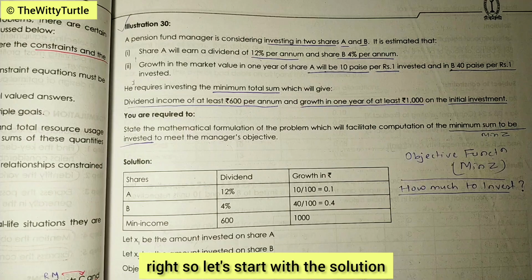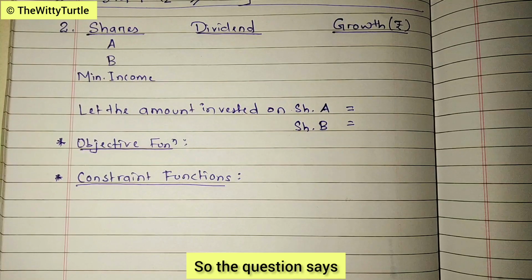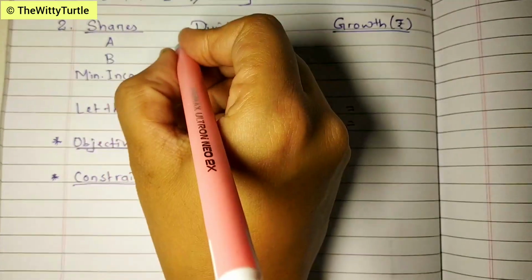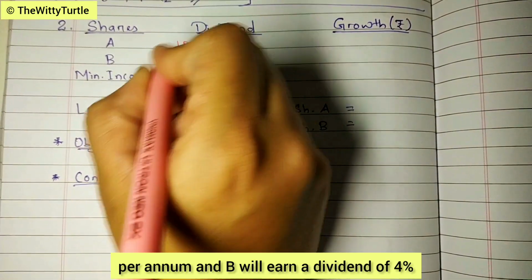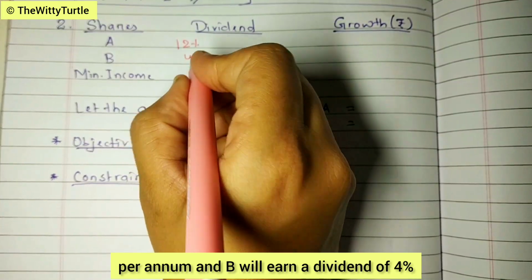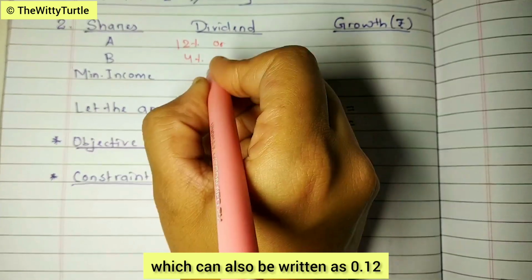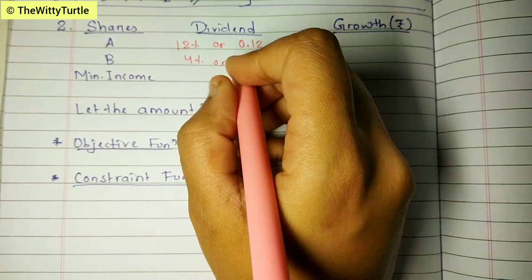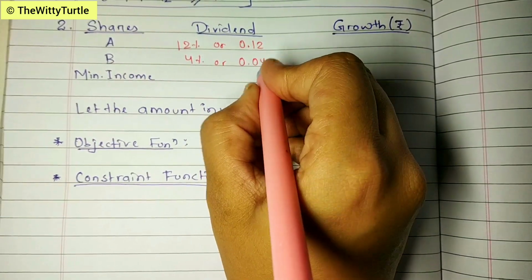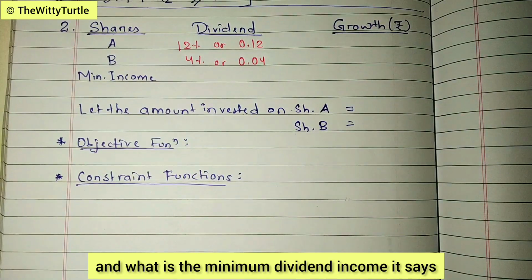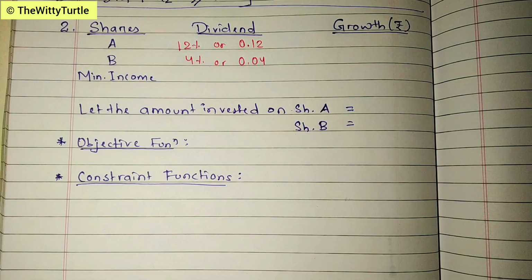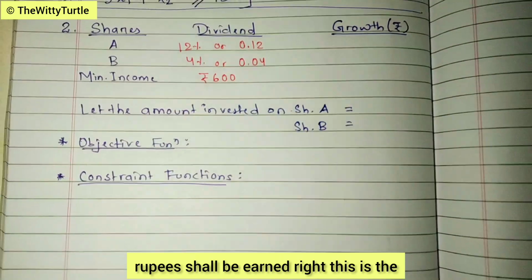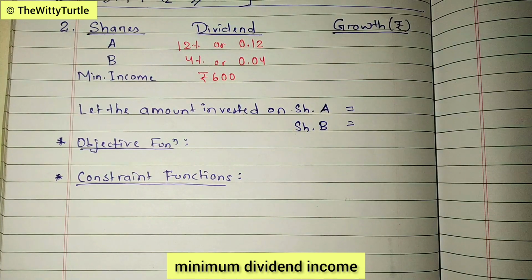So let's start with the solution. The question says that it is estimated that share A will earn a dividend of 12% per annum and B will earn a dividend of 4%, which can also be written as 0.12 and 0.04. And what is the minimum dividend income? It says that at least 600 rupees shall be earned, right? This is the minimum dividend income.